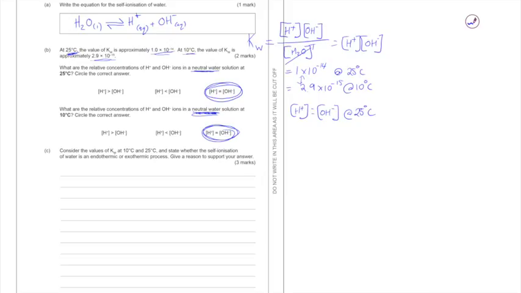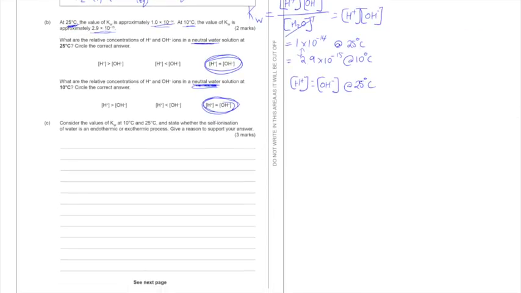All right, part C. We're going to actually have to be looking at potentially some calculations here. Consider the values of Kw at 10 degrees and 25 degrees and state whether the self-ionization of water is an endothermic or exothermic process. Give a reason to support your answer. Guys, that is a key statement right there. Give a reason to support your answer 9 times out of 10, if possible. That means you want to be using some equations.